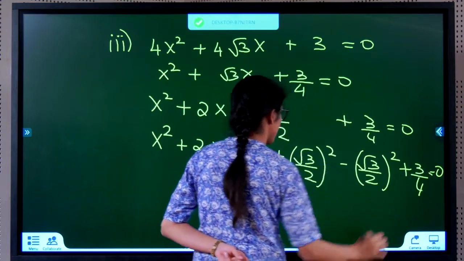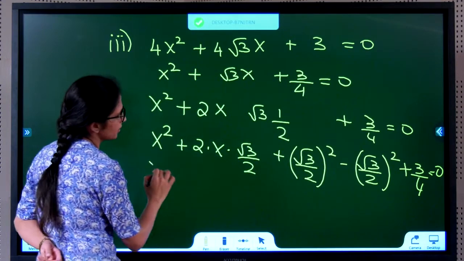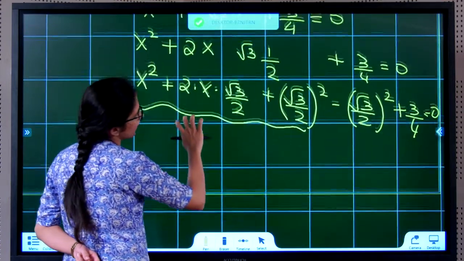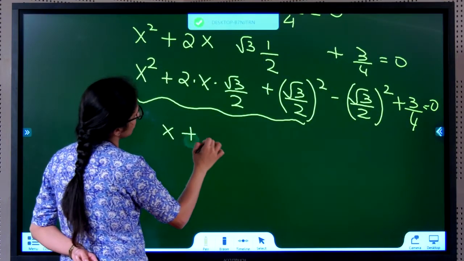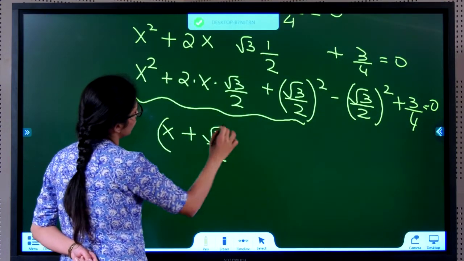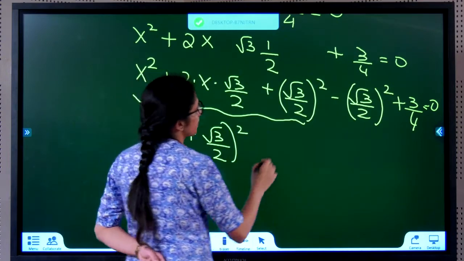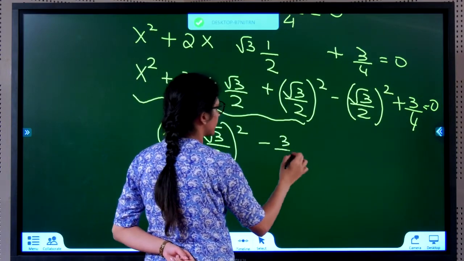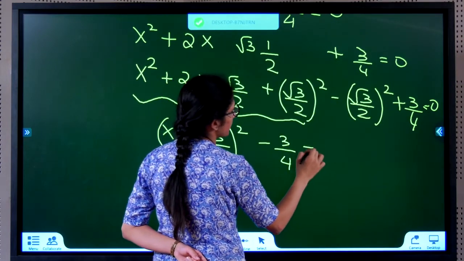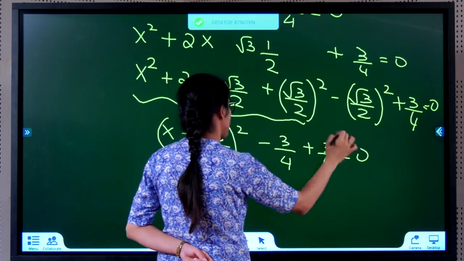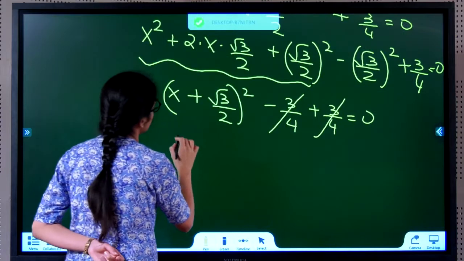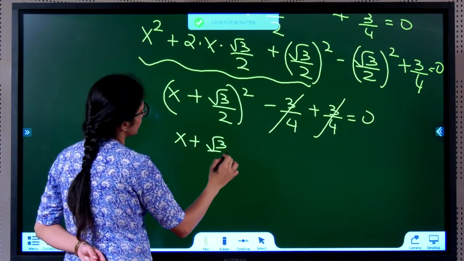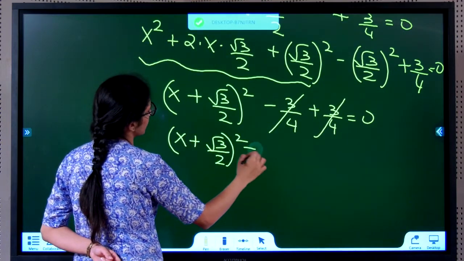Keep the 3 by 4 as it is. So this together gives you what? A plus b the whole square. So x plus root 3 by 2 the whole square minus root 3 by 2 square, 3 by 4, plus 3 by 4 minus 3 by 4 cancels. X plus root 3 by 2 square is 0.